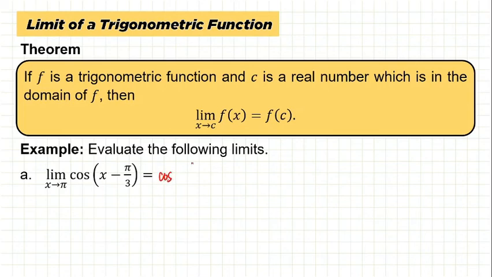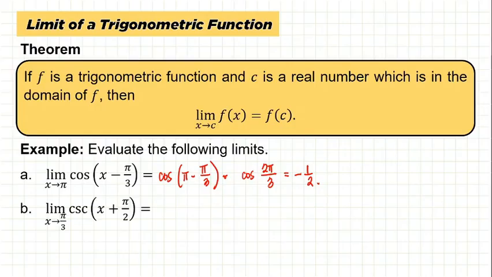So we have cosine of pi minus pi over 3, and this is equal to cosine of, so this is 3 pi minus pi, so we have 2 pi over 3, right? So 2 pi over 3 is located at quadrant 2, and the sign of cosine at quadrant 2 is negative, while the reference angle here is pi over 3, so cosine of pi over 3 is 1 half, so we have negative 1 half, right there.